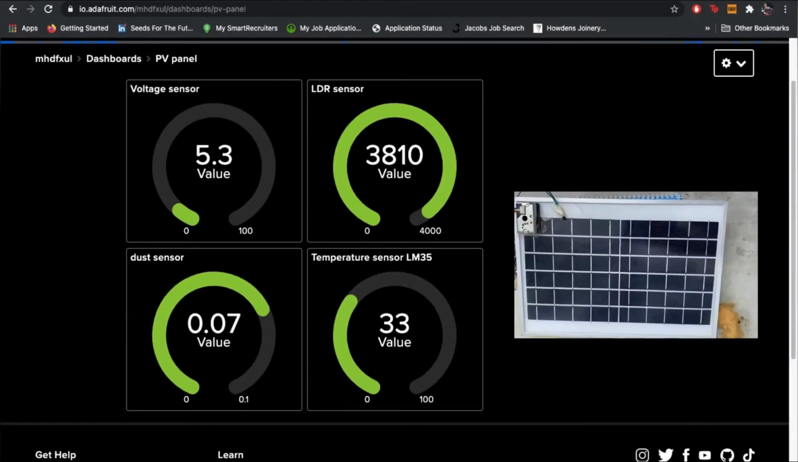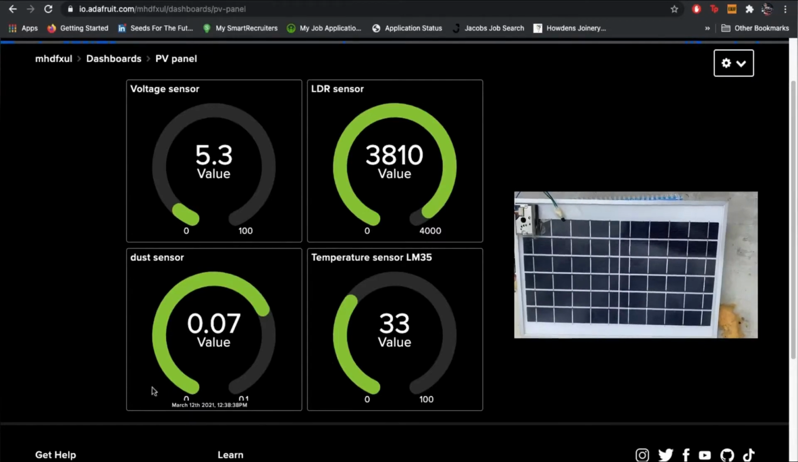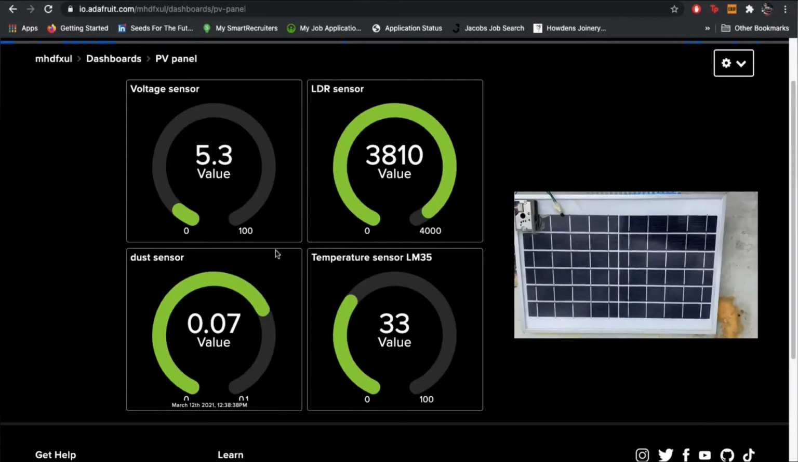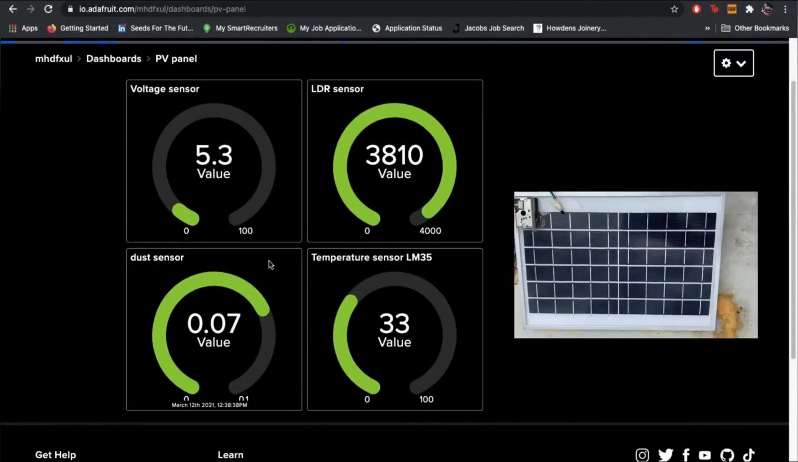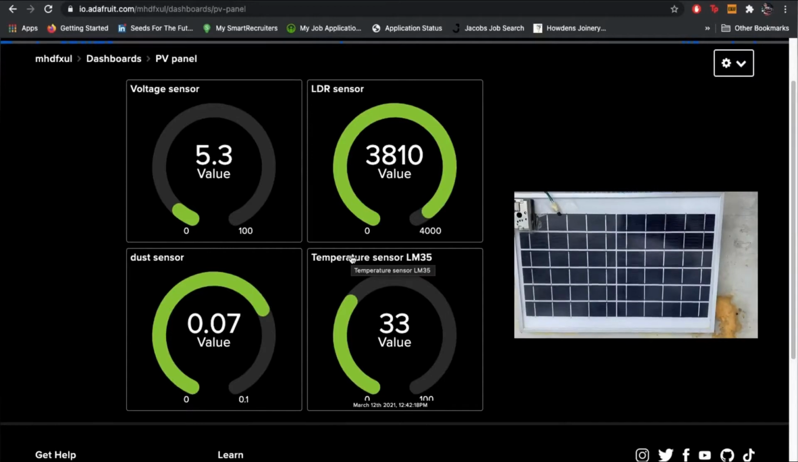And the last one is the dust sensor. Since the density of the particles detected is below 0.1, it is considered that dust is not detected on the surface of the solar panel. So all the sensors here are showing the readings in real time.